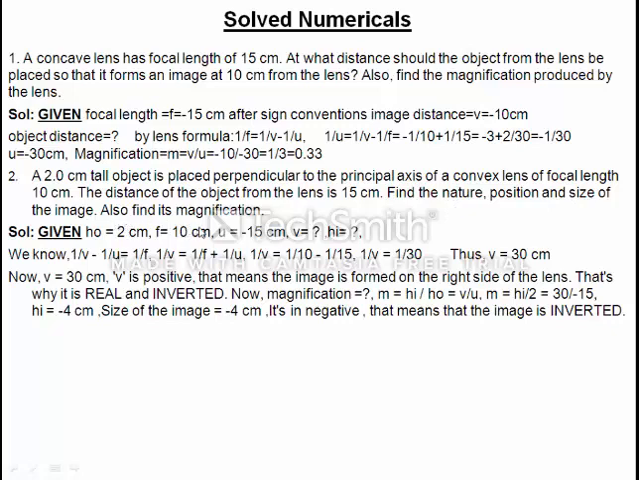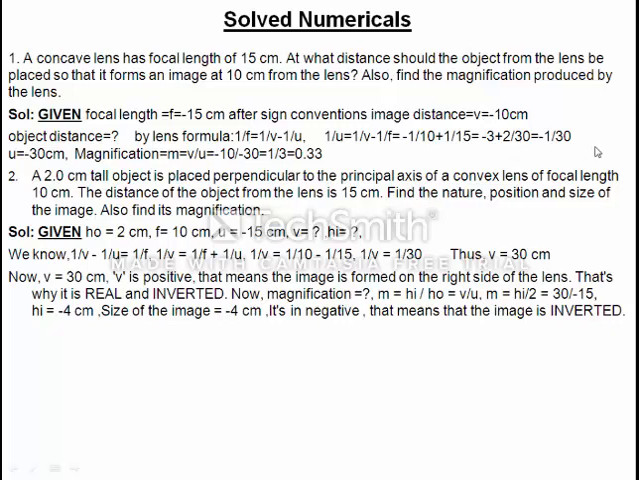Also find the magnification. So here see, 2 centimeter tall object means height of the object is given 2 centimeter. Since it is a convex lens, focal length will be positive, so f will be 10 centimeter. Now the distance of the object is always negative, so u is minus 15 centimeter. We see here f is 10 centimeter and u is 15 centimeter. If f is 10 centimeter, then 2f will be 20 centimeter. By seeing this also we can say that the object is placed between f and 2f.